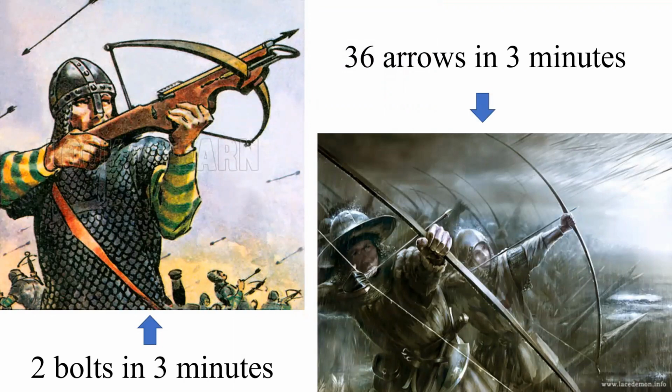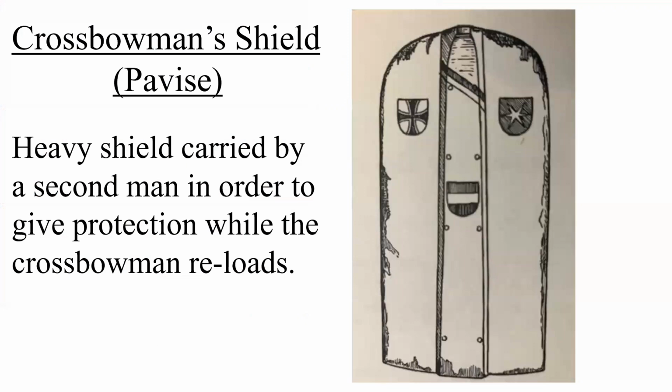And during that time, a longbowman could fire 36 arrows. In addition to that problem, there was the problem that every crossbowman needed a second man to carry a shield known as a pavise, so that the crossbowman could reload his crossbow under cover.